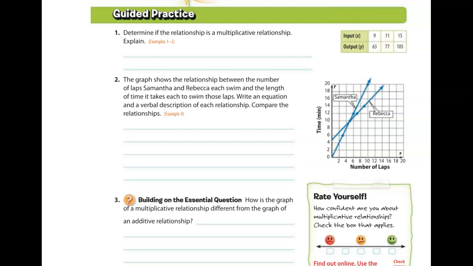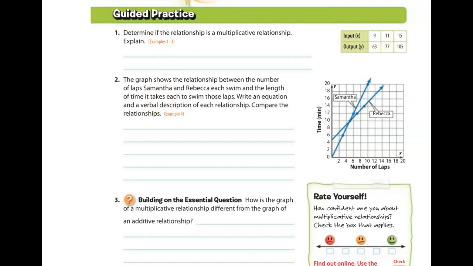9 will become 63, 11 will become 77, and 15 will become 105. Now, if it's an additive relationship, that means something is either added or subtracted from 9 to make a 63. If it's multiplicative, that means something is either multiplied or divided with the 9 to become 63. So go ahead and answer that question for me. What kind of relationship is this? Is it multiplicative or additive?